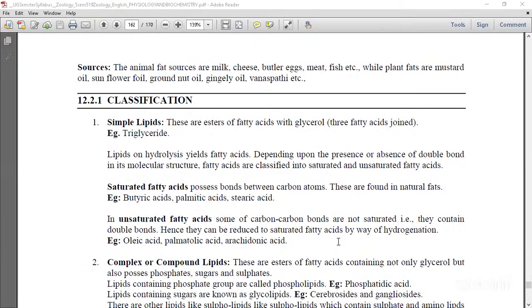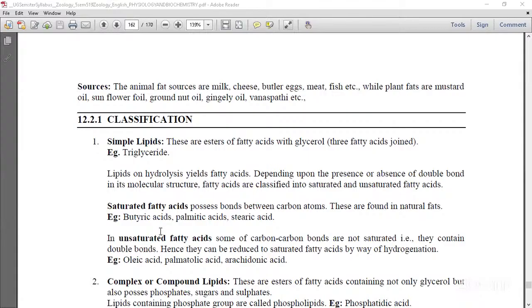You can observe these in your beauty compounds. When you look at the ingredients presented in beauty products, you can see the presence of butyric acid, palmitic acid, and stearic acid. In the case of unsaturated fatty acids, some of the carbon-carbon bonds are not saturated and contain a double bond. Hence, they can be reduced to saturated fatty acids by hydrogenation.